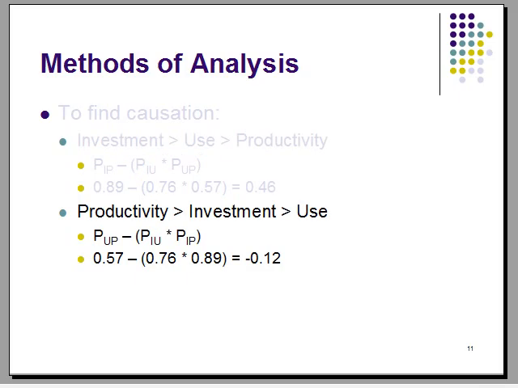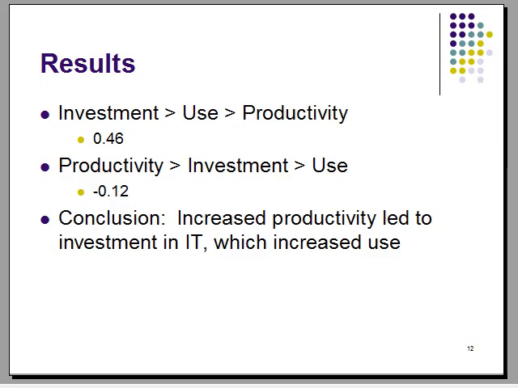For the second relationship, productivity causes investment, which increases use, we must take the correlation between use and productivity and subtract the product of the correlations between investment in use and investment in productivity. This equals negative 0.12. We can conclude, because the second scenario is closer to 0, that increased productivity led to investment in IT, which increased use.